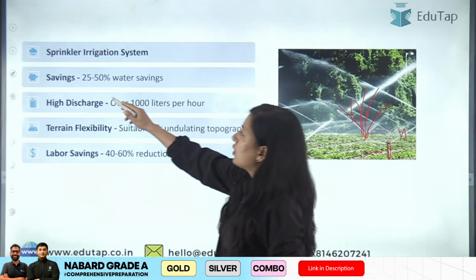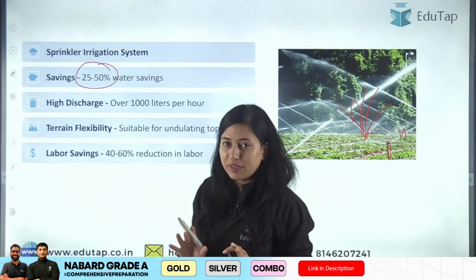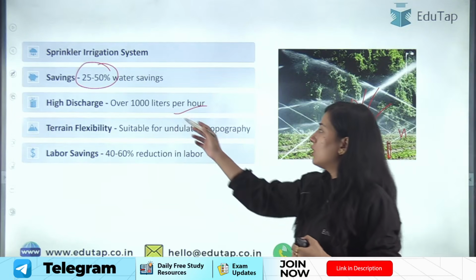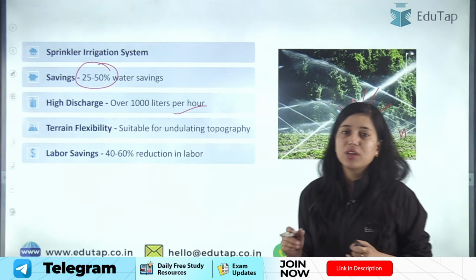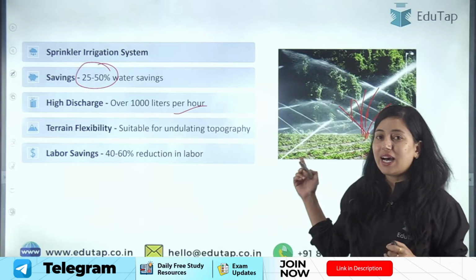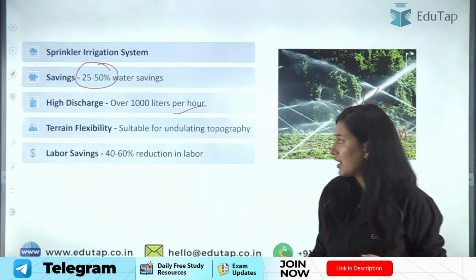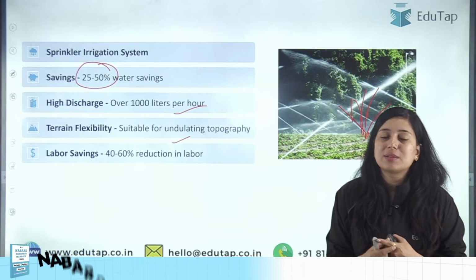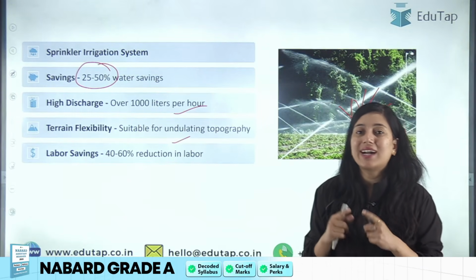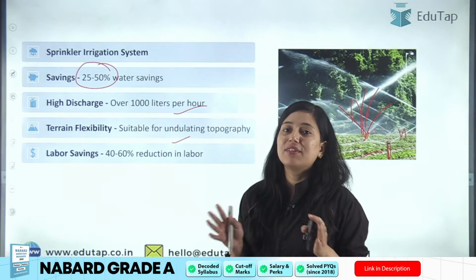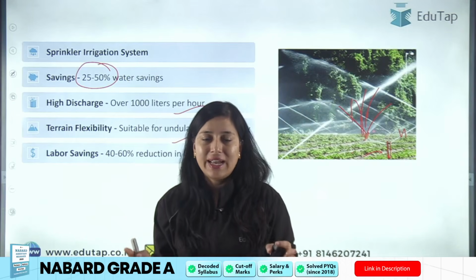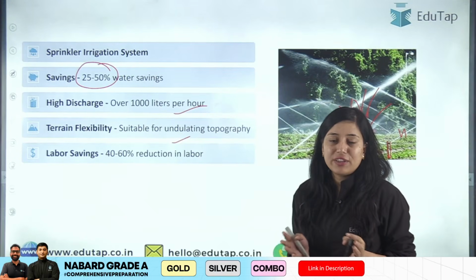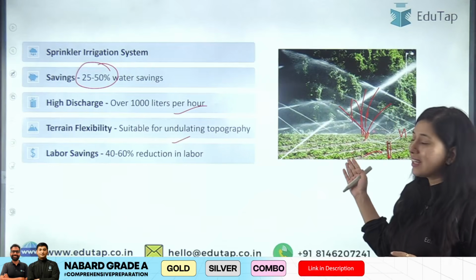Now here water saving is around 25 to 50%. Okay, the discharge rate of this water is around 1000 liter per hour. So 1000 liter per hour is the discharge rate of our sprinkler irrigation system. And the advantage of the sprinkler irrigation system is that it is suitable for undulating topography or unleveled land. So if we do not have level land or the topography is not suitable for other kinds of irrigation, there we can use the sprinkler irrigation system.